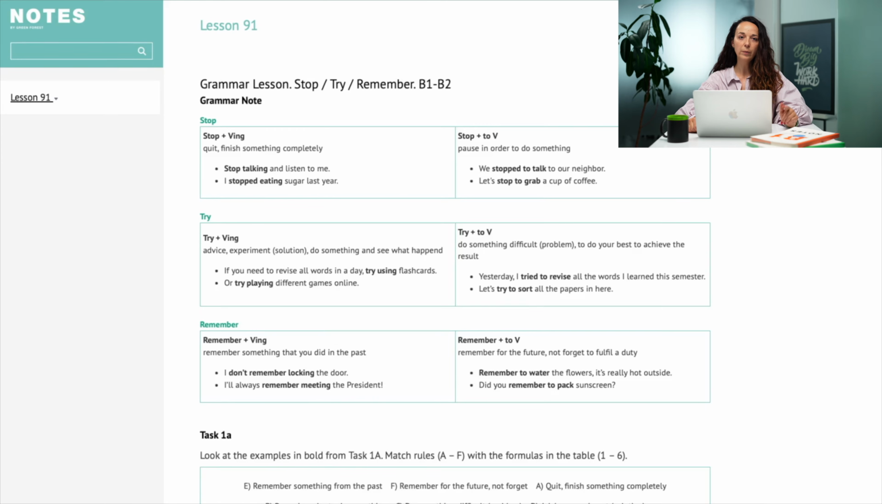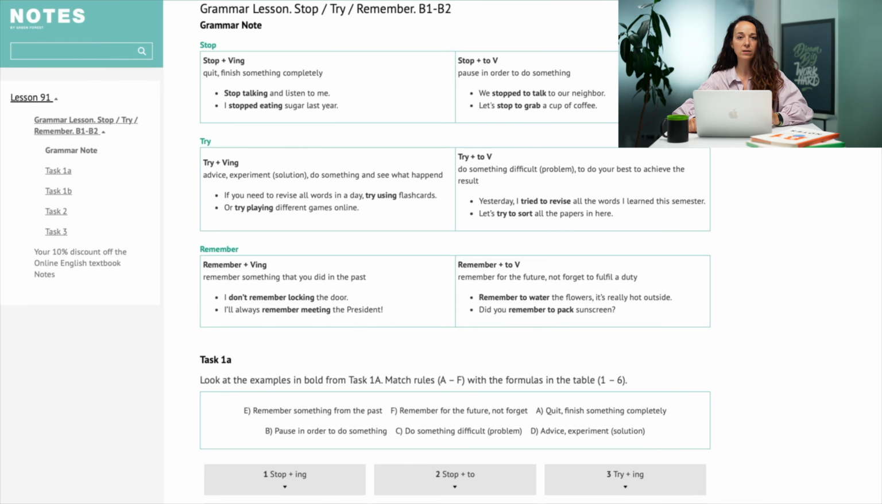Today we're going to talk about stop, try, remember. We'll review really fast why we use gerunds and infinitives, discuss which verb forms we use after stop, try, remember, and complete a few tasks to practice a bit. Our lesson is for students with B1 and higher levels of English. It will consist of a grammar presentation with examples, short reading, and 3 interactive tasks with keys.